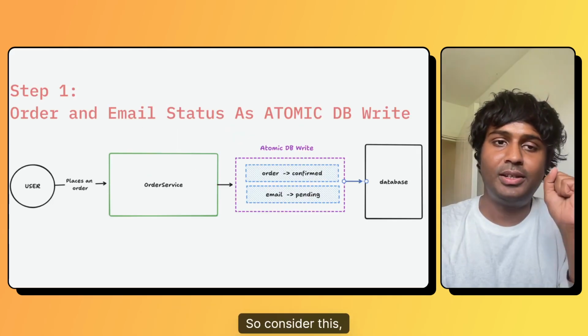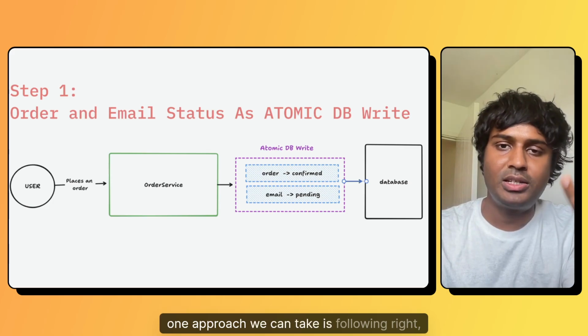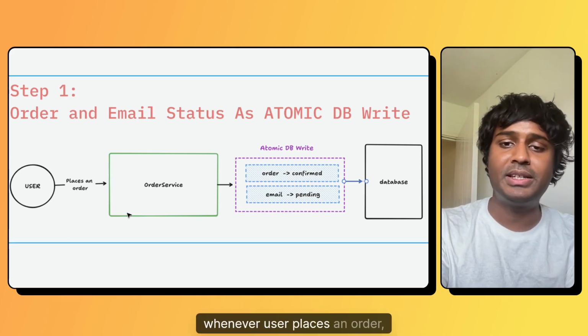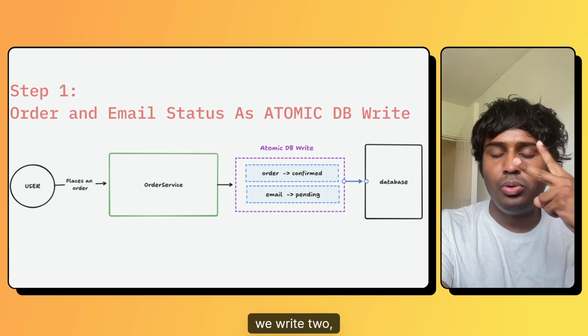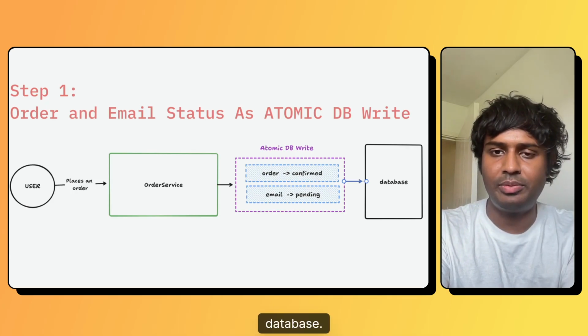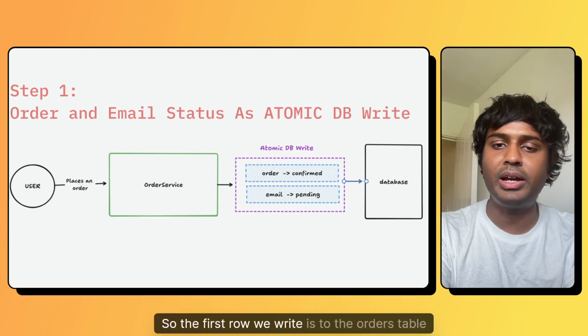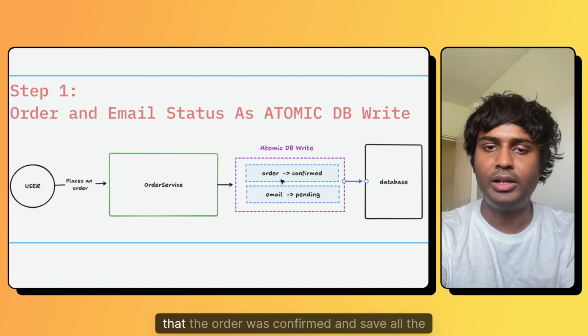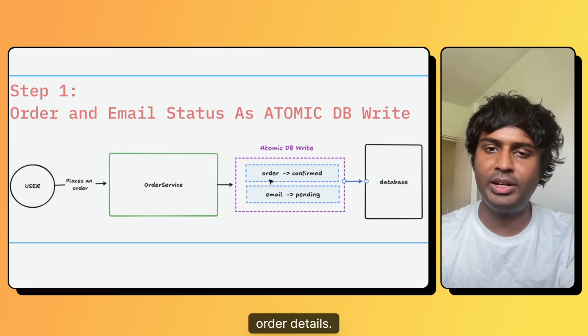So consider this. One approach we can take is the following. Whenever a user places an order, we write two different rows to two different tables in the database. The first row we write is to the orders table, saying that the order was confirmed, and we save all the order details.